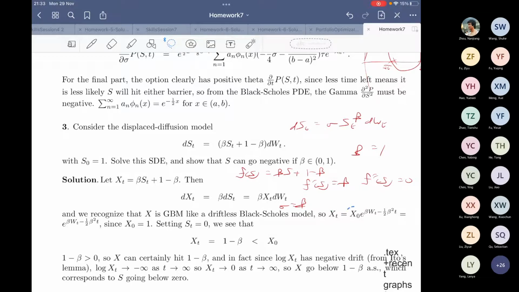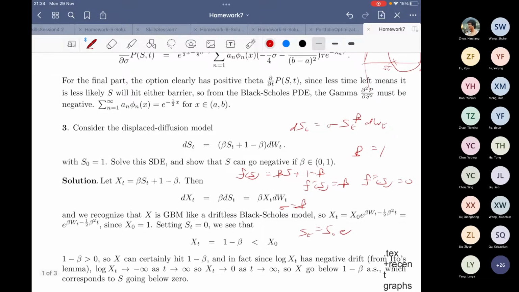So we know that xt is given by x0 e to the beta wt minus a half beta squared t. So if you're struggling to remember, that comes from the Black-Scholes model where st is s0 e to the sigma wt plus mu minus a half sigma squared t. Except now sigma is beta and mu is 0. So mu is 0 because this doesn't have a drift, and sigma is beta because usually we'd have sigma there, but now we've got beta. So that gives us our explicit solution to x.